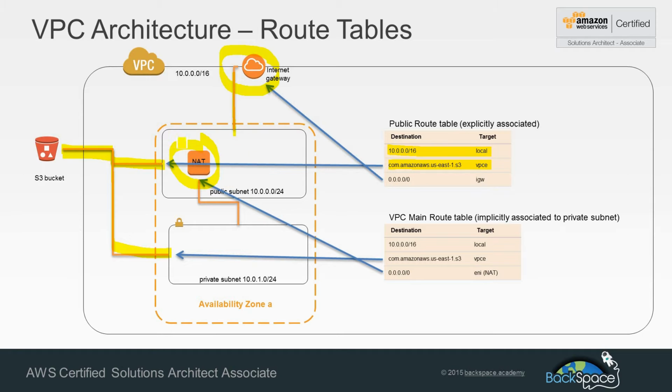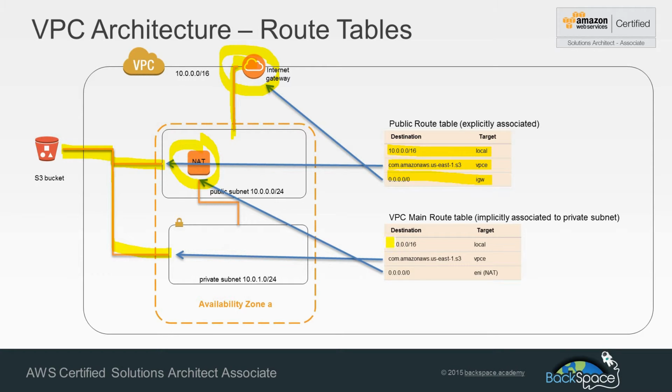And with our public subnet, to connect to the wider internet, we have a route through to the internet gateway, and that's what we've got going on there. Now we have the VPC main route table. That is implicitly associated to the private subnet, and it will be implicitly associated to any subnet that doesn't have a route table explicitly associated to it.